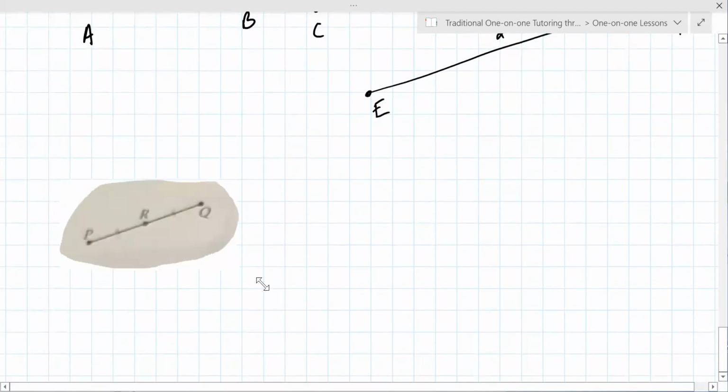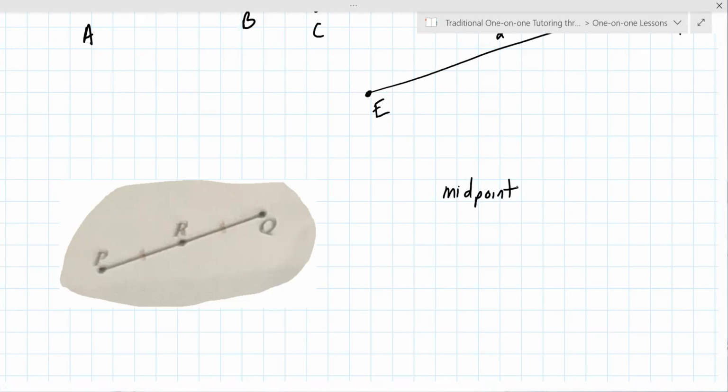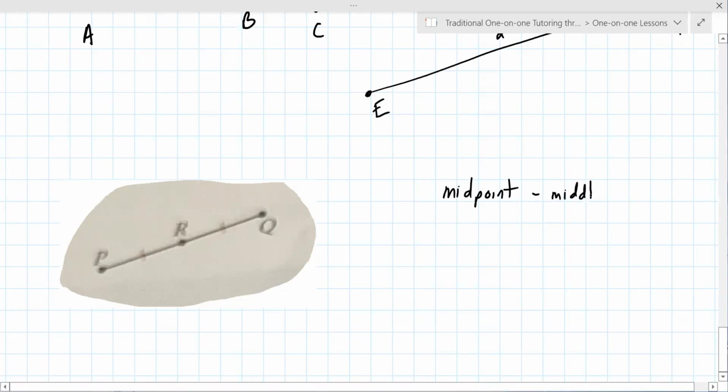Okay. Name each midpoint and the segment it bisects. What does bisects mean? We're going to talk about that. Let's first start with midpoint. Do you know what midpoint means? It's the middle point. It's halfway between two points.